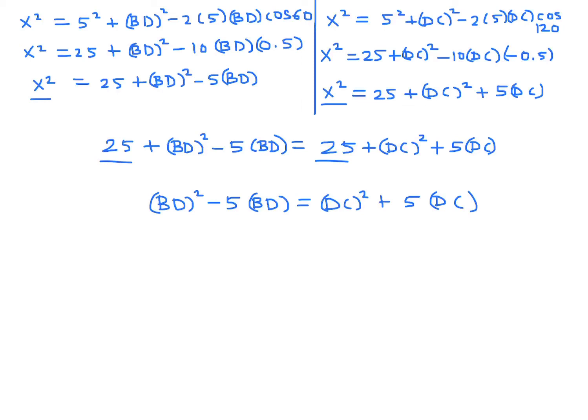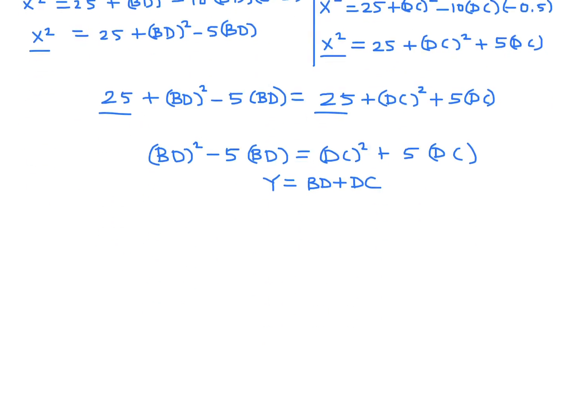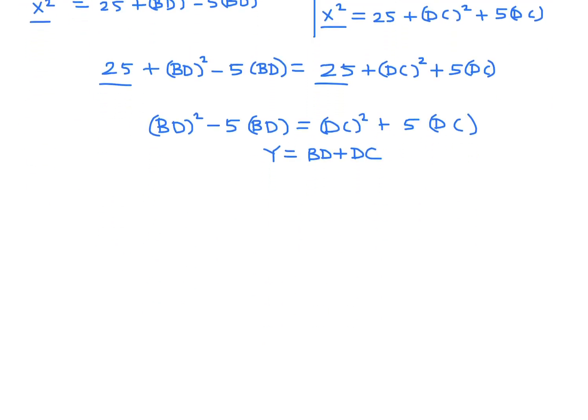But how do I proceed from here? Well, we know that y, if we go back to our diagram, this y that they've given us is BD plus DC, right? Y is equal to BD plus DC. So let's substitute that in. Maybe that will help us. I'm pretty confident that it will at least give us a relationship that we can use.